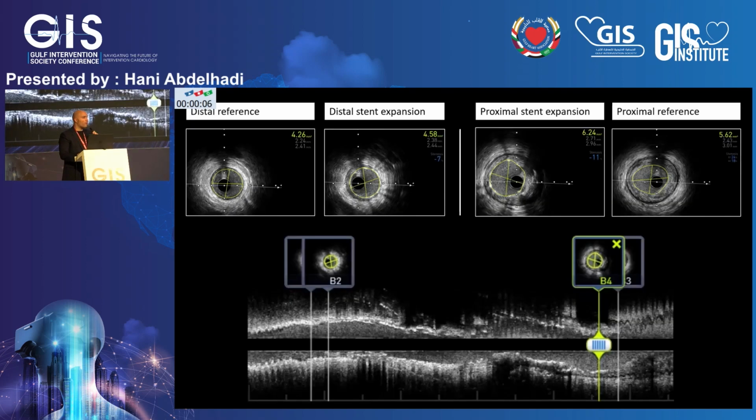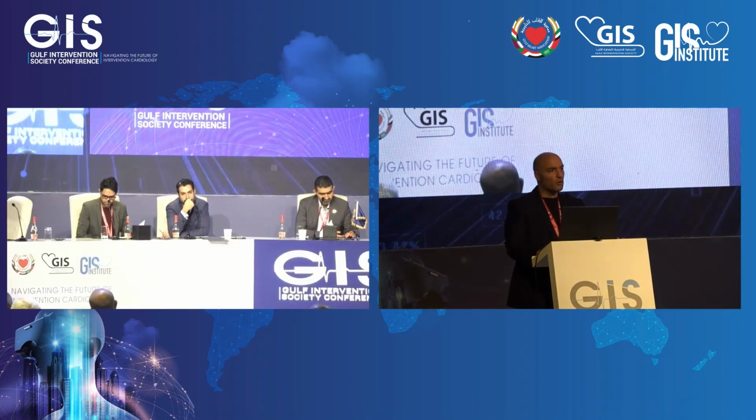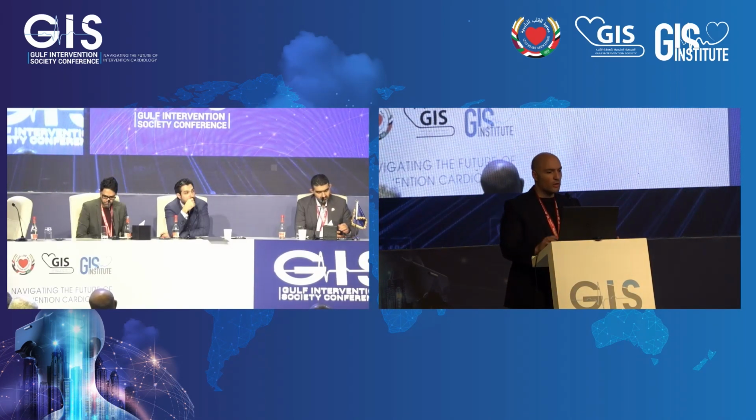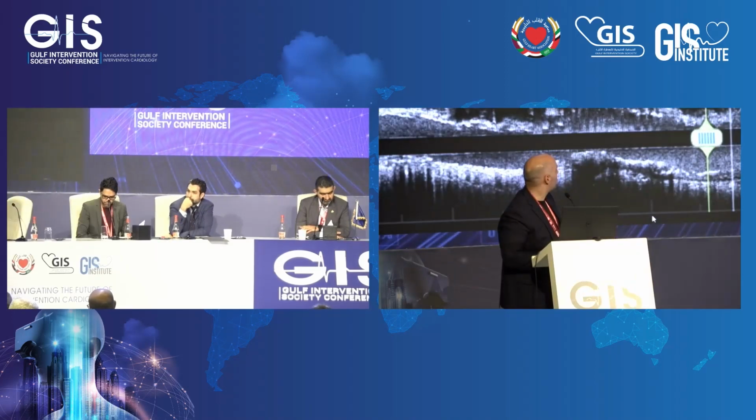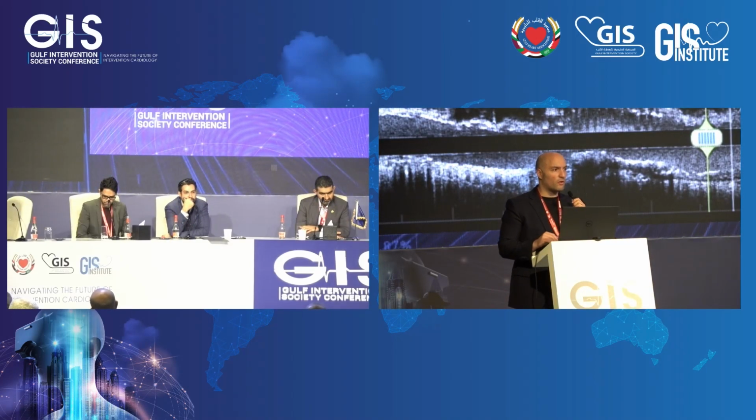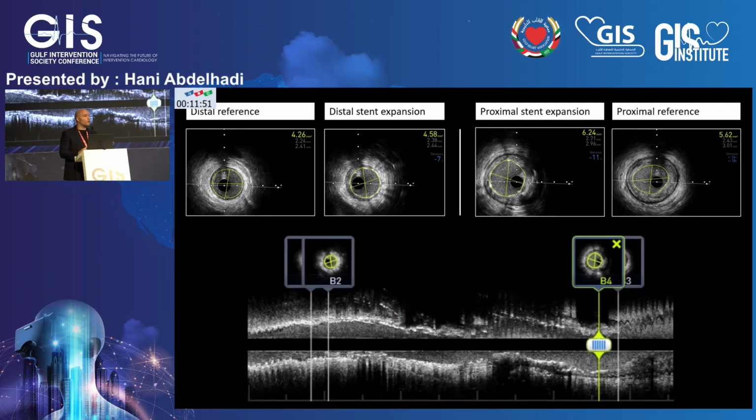We repeated our IVUS post-PCI, so you'll see that there are no proximal or distal edge dissections. We looked at our references and we looked at our expansion limits. Okay, good. So we looked at our distal references, the proximal references, no edge dissection. Our expansion is over 100% both proximally and distally, so I'm quite happy with the expansion, apposition, and the fact that there is no edge dissection.